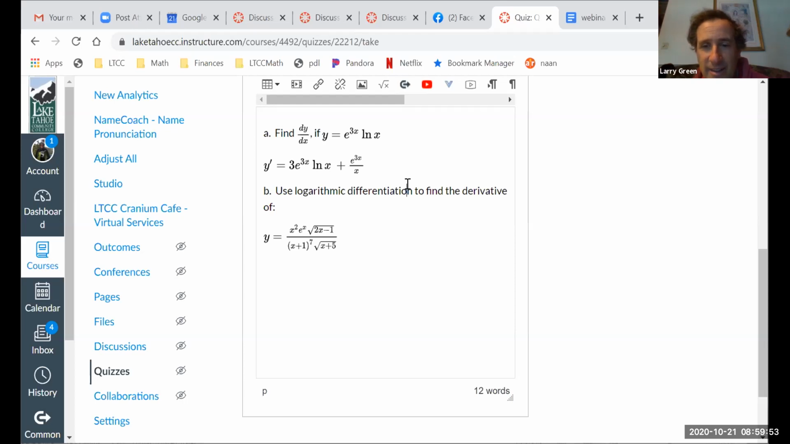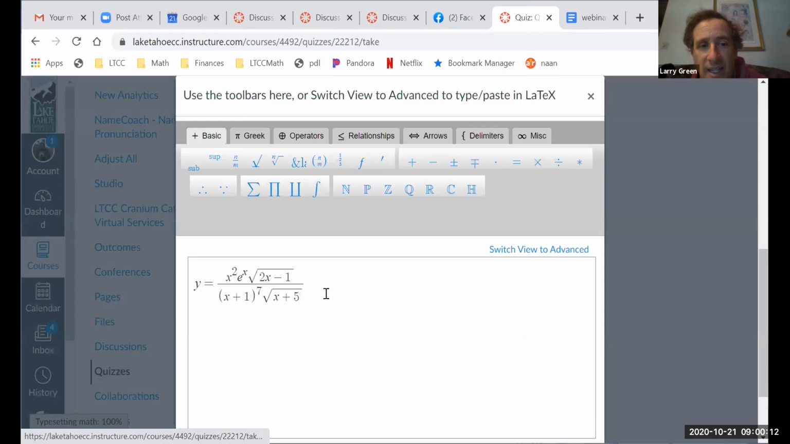Do you all agree? This would be a nightmare to try and use the product and quotient rule with all these products and quotients. So what is the step on using logarithmic differentiation? What's the first step? Remember? It's the very last example I gave on Monday. If no one remembers, that's going to be scary when I'm grading this. Yeah, we take the ln of both sides.